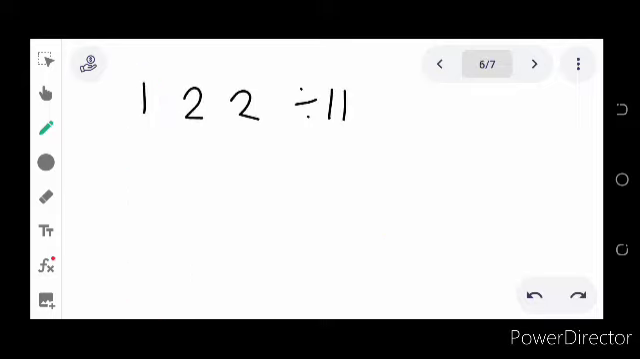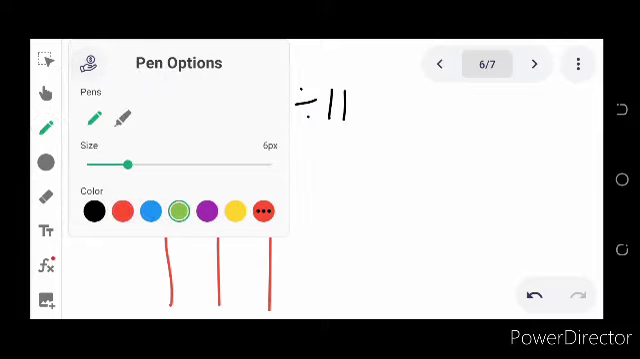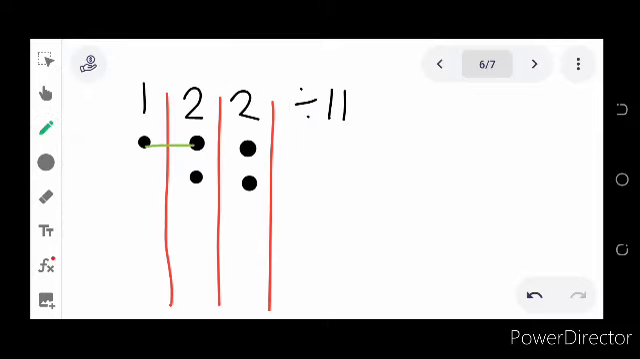Next, let's have number 6. 122 divided by 11. Let's have the columns first. Then 1 dot, 2 dots, 2 dots. Pattern is 11, so we have 1 dot from the left, 1 dot to the right, 1 dot from the left, and connect it to 1 dot to the right. Now notice that you have 1 dot that remains unconnected. And this dot is found at the last column.